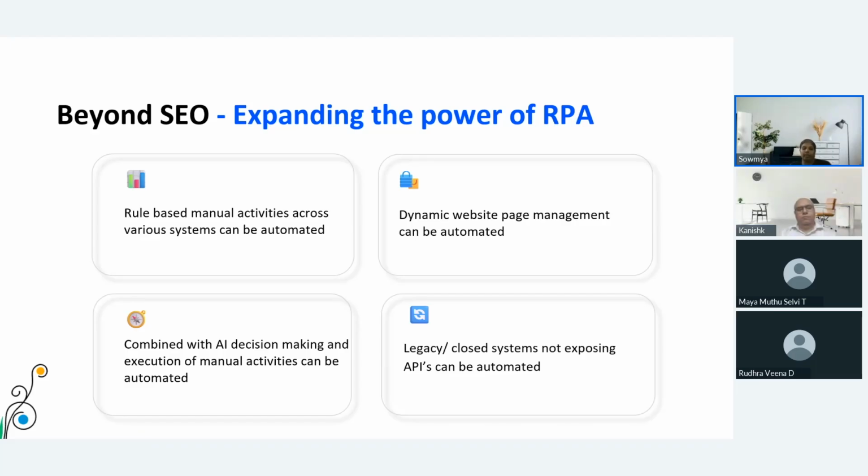When you combine AI decision making with RPA execution, you achieve what we call intelligent automation, systems that can think, create, and act without human intervention. And importantly, even legacy systems or closed platforms without APIs can also be integrated through RPA, enabling modernization without rebuilding your tech stack. So while SEO is a great starting point, it is just the beginning of what's possible with Zoho RPA.